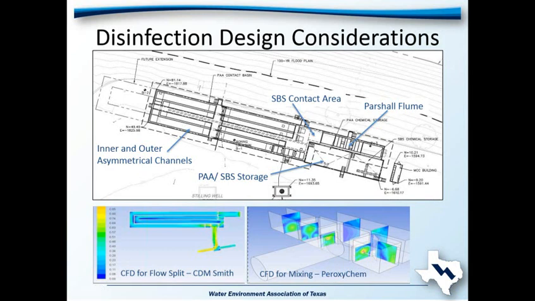Because we have such a short contact time in the design, the rapid dispersal of peracetic acid is very important to maximize the effectiveness of it. So you can see here, we actually determined during design that we needed to add a baffle plate in one of the two mixing chambers to help with the flow split during low flows to keep that as even as possible.